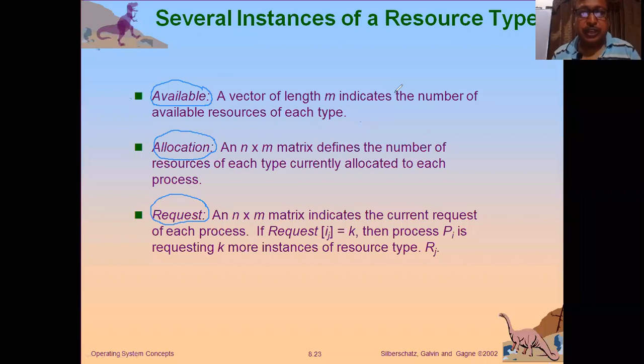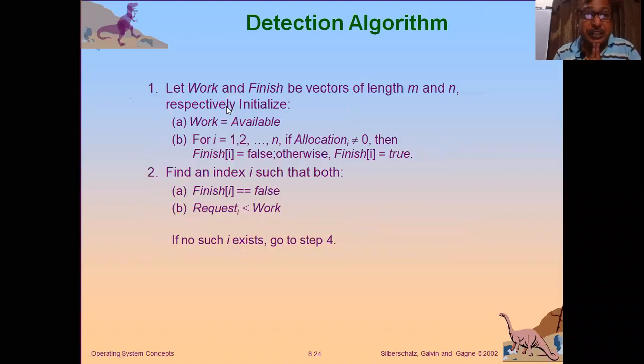These data structures we have already discussed when we were discussing the Banker's algorithm, so I'm not going into the detail of that. In the detection algorithm, Work is a temporary data structure required in this approach. So Work is equal to Available: whatever resources are available with the operating system are assigned to Work.